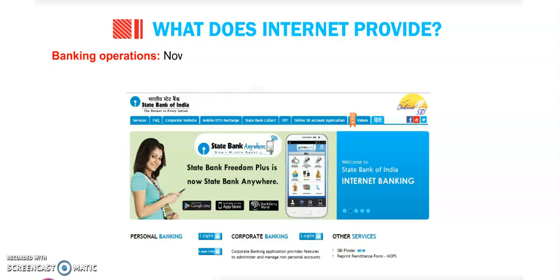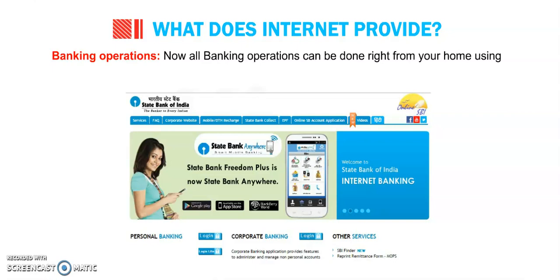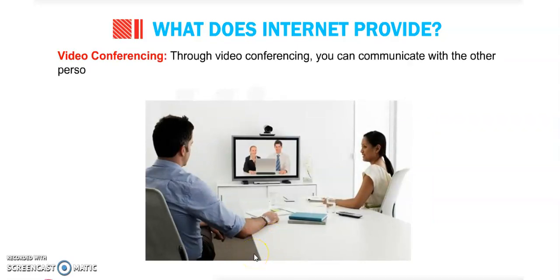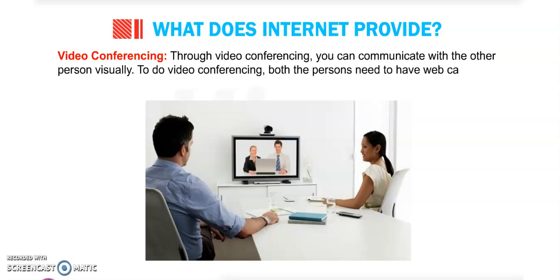Banking operations. All the banking operations can be done right from your home using internet, with e-banking services. Now video conferencing. Through video conferencing, you can communicate with the other person visually. We can chat with them as well as see them on our screen with the camera. To do video conferencing, both persons need to have web cameras.